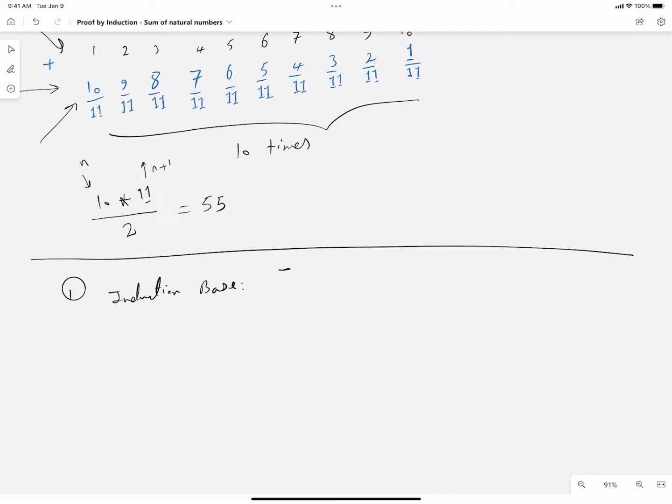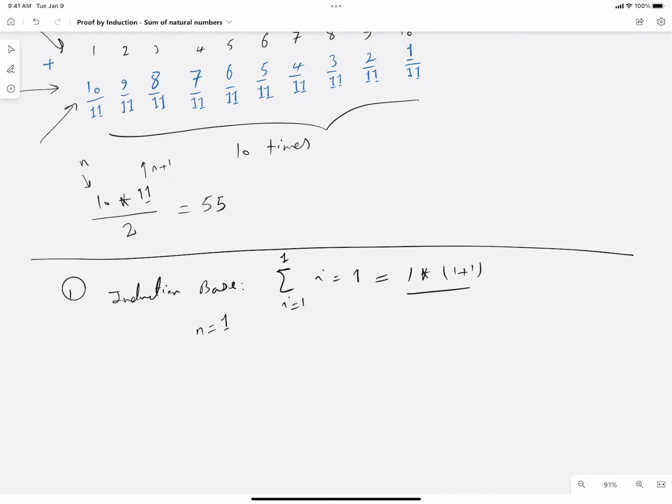Which is to show that for some small or very basic values for n, the theorem is true. So let's choose n equal to 1. If n is equal to 1, the sum from i equal to 1 to 1 of i is equal to 1, because it means 1 plus the next number in the first natural numbers, and we only have 1, so it's going to be 1.